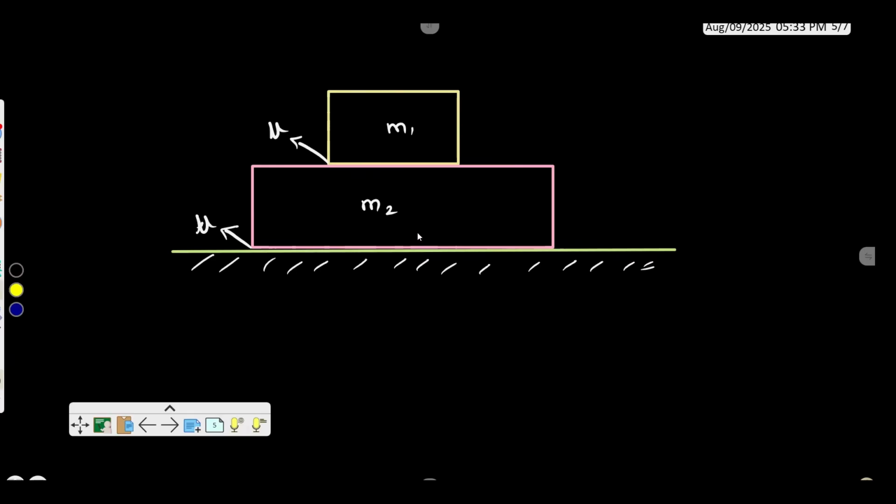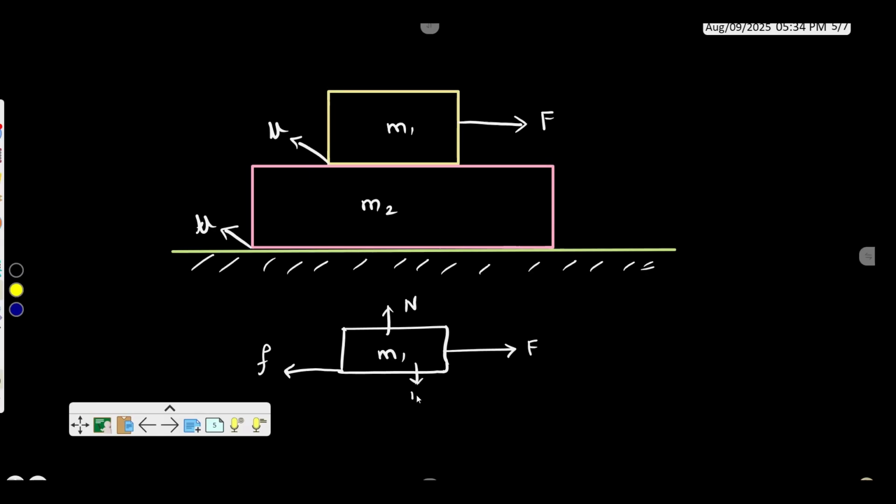Okay. How to do these questions? Now, let us understand. Let us assume we have a force on this block. We have a force on this block only. Okay. Then what will happen? Let us draw the FBD for only M1. Whenever I draw the FBD for M1, this is my force and the friction will always try to stop my body. So friction will act in this way. The normal reaction is upwards and m1g downwards. Okay, so this is how my block M1 will be moving.